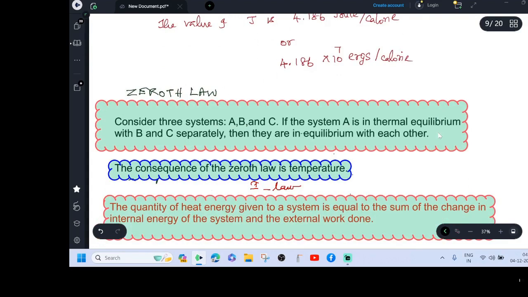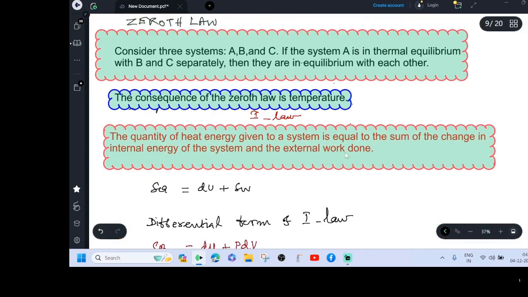Zeroth law. Suppose three systems A, B and C are taken for consideration. If system A is in thermal equilibrium with B and C separately, then B and C are in equilibrium with each other. The consequence of the zeroth law is temperature.